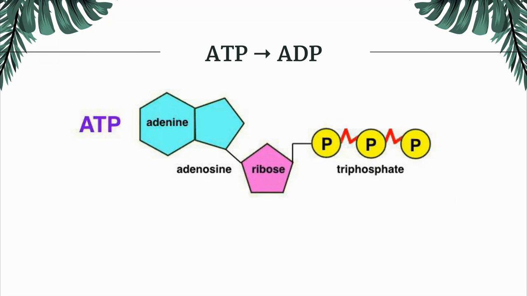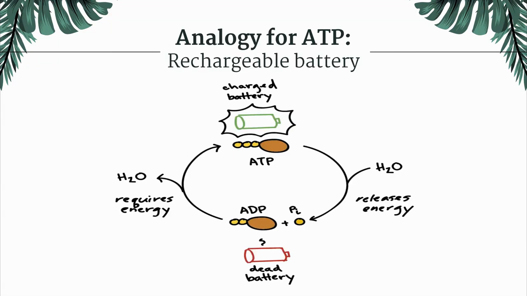And this going back and forth between ATP and ADP reminds me of a rechargeable battery. So when it's fully charged, with all of the bonds, that is ATP. We release out energy, it releases a bond, so it becomes like a dead battery. And then we can recharge it by adding that phosphate back, and it goes around in this circle.